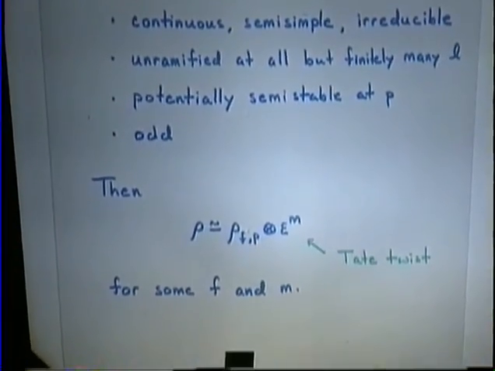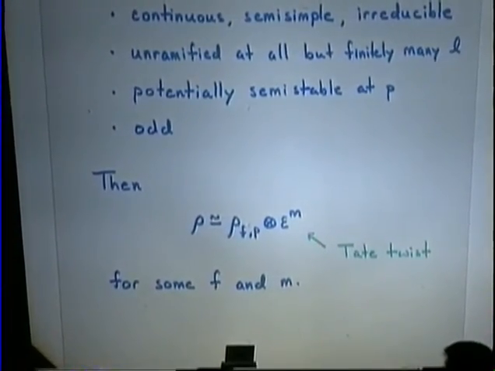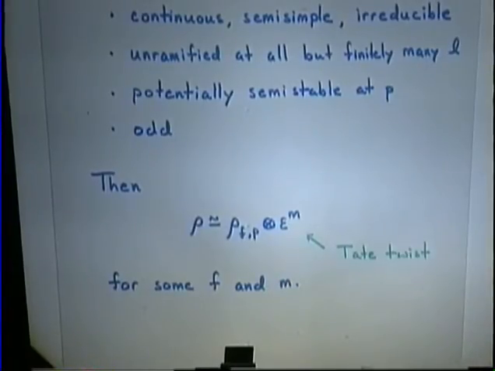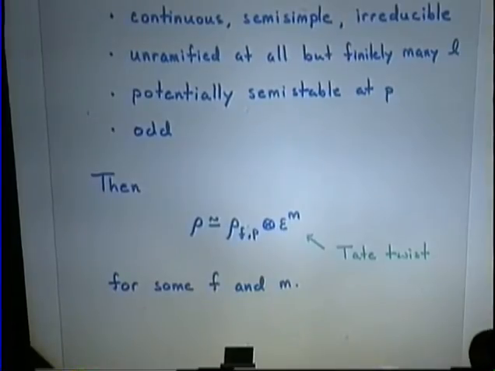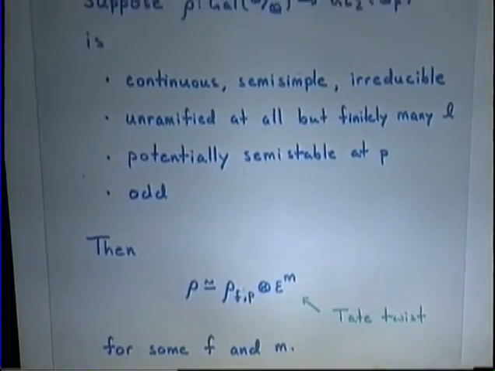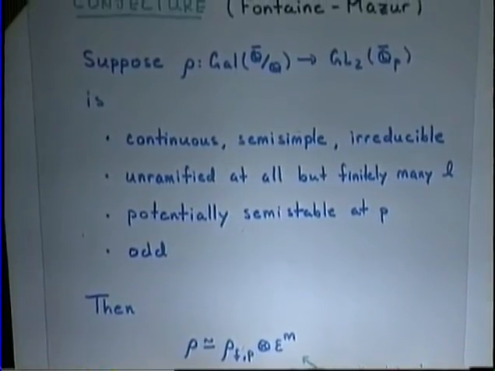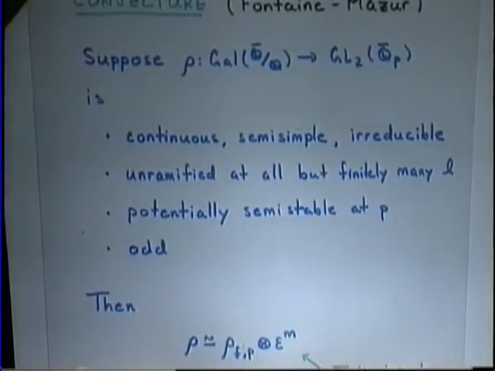So the conjecture would say something like this. Suppose that we have a continuous, semi-simple, irreducible, two-dimensional p-adic representation of our absolute Galois group of Q. And suppose further that this representation is unramified at all but finitely many primes l. So l is always going to denote a prime.